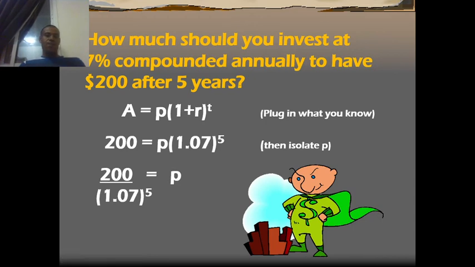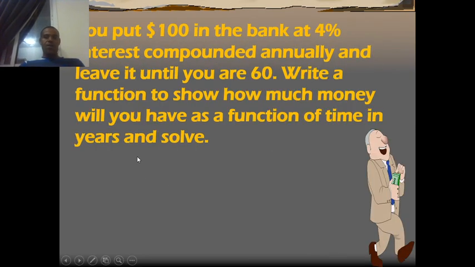So P equals 200 divided by 1.07 to the power 5, and the last answer, the principal that you should put in the bank to invest at 7% compounded annually to have this amount, $200 after 5 years, is $142.6.